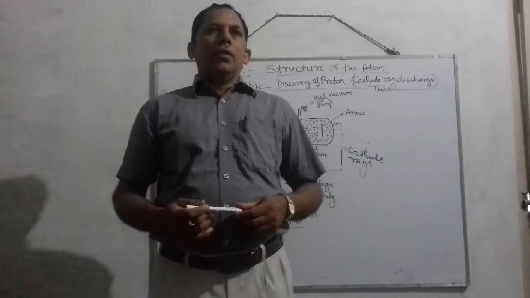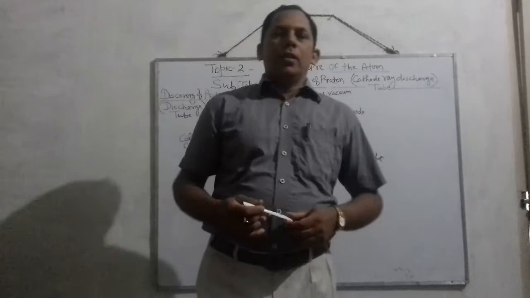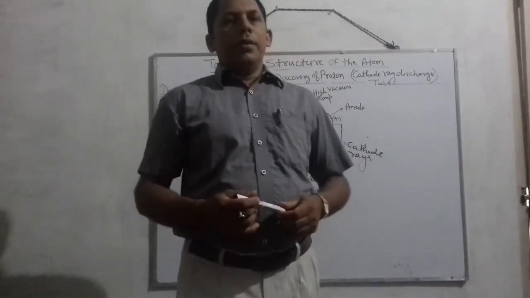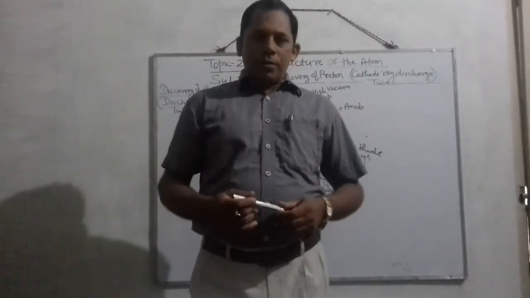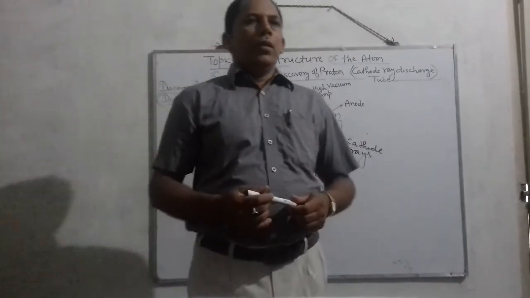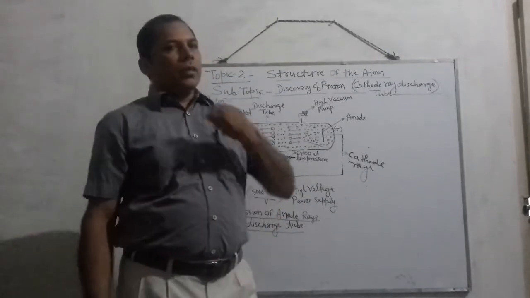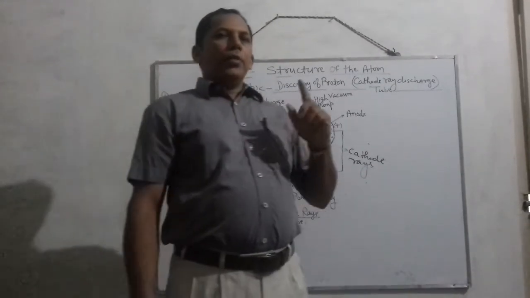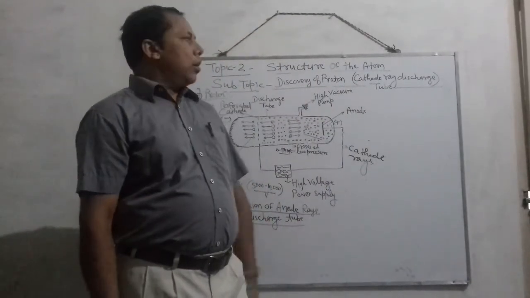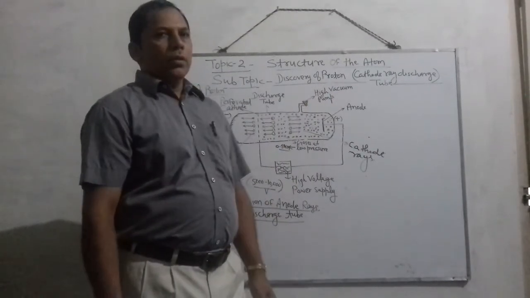Children, in my previous lecture, you had studied about the discovery of electron, about cathode ray tube, about cathode rays, properties of cathode rays. In today's lecture, in the continuation of the same chapter, that is structure of the atom, we are going to learn another point of the chapter, that is discovery of proton.